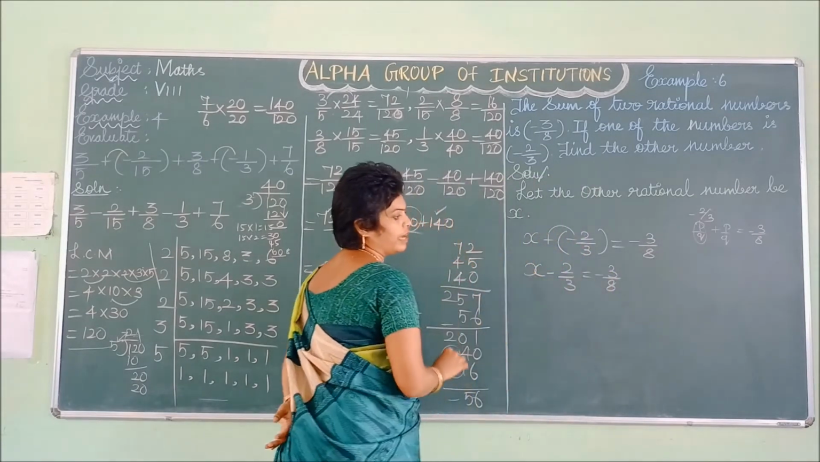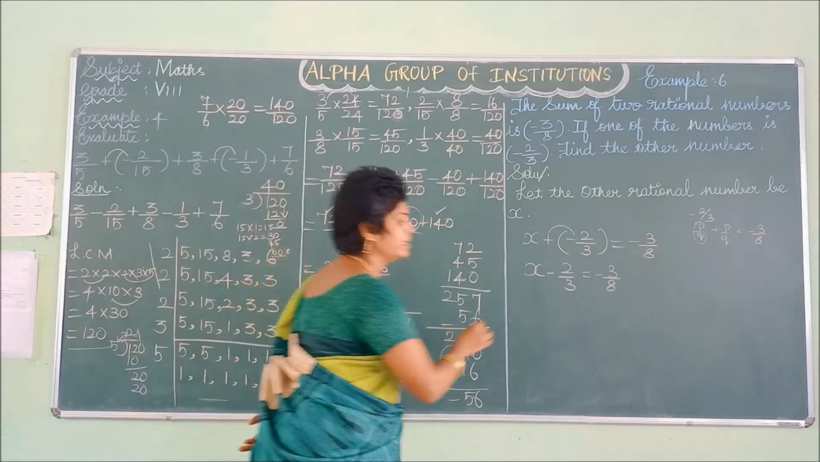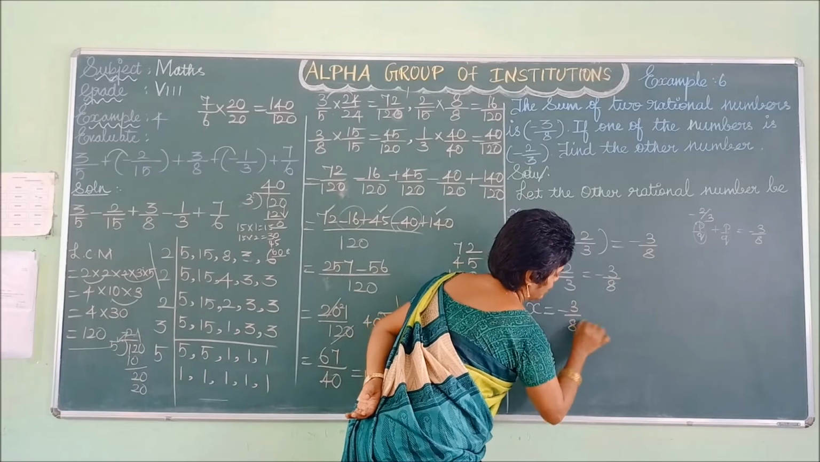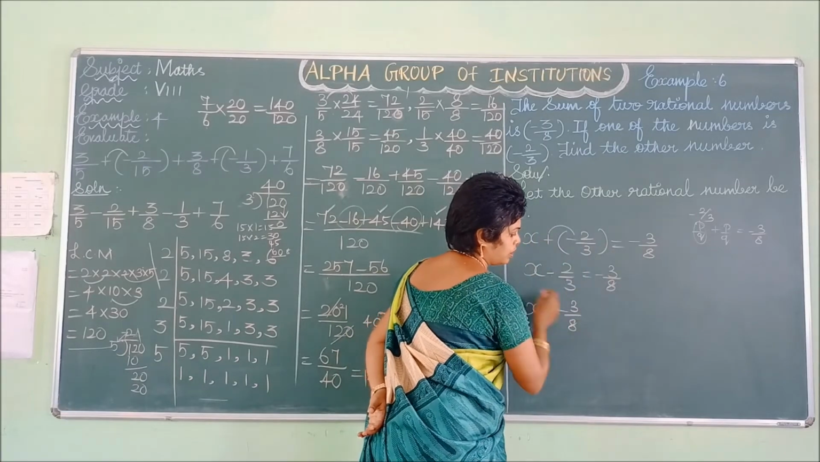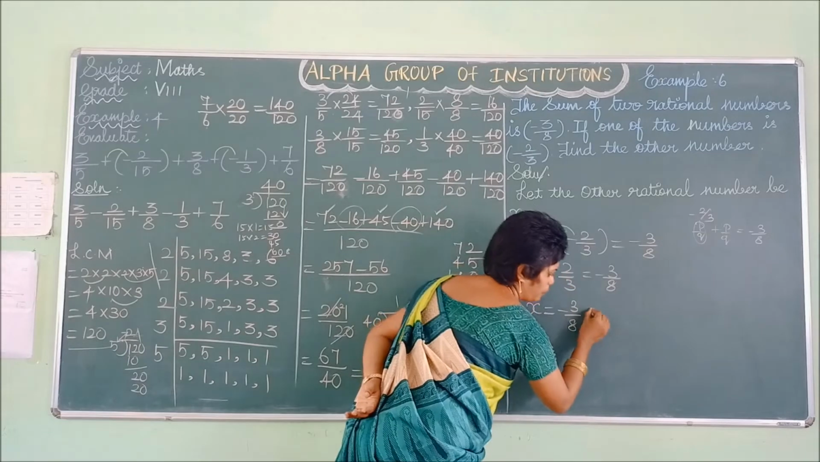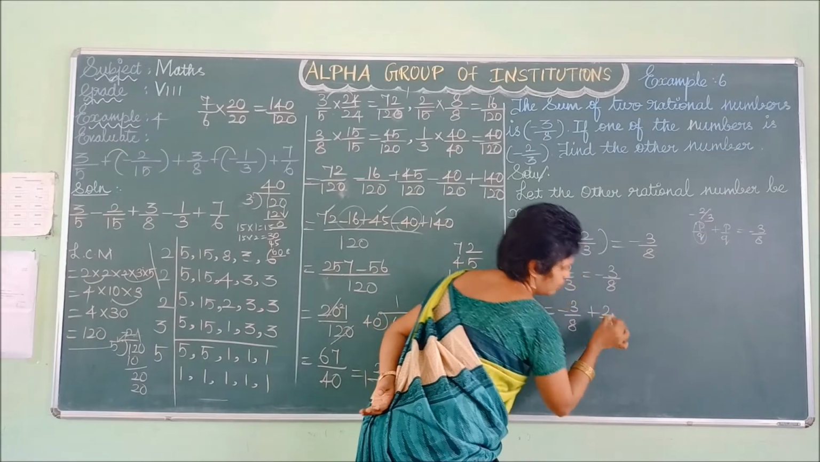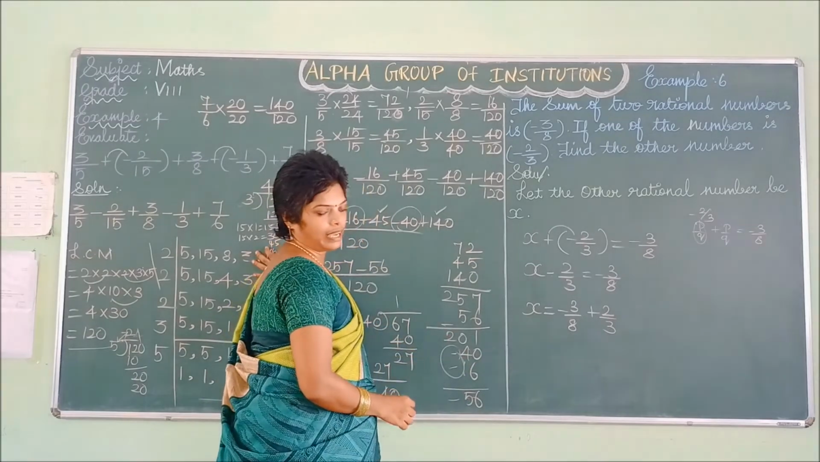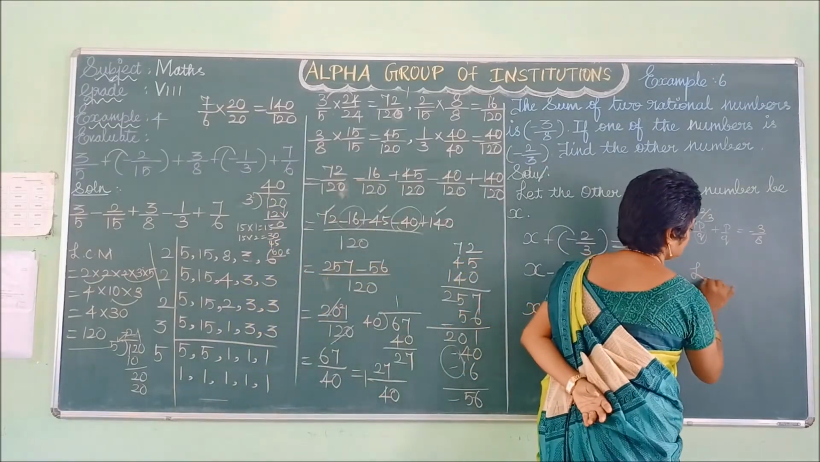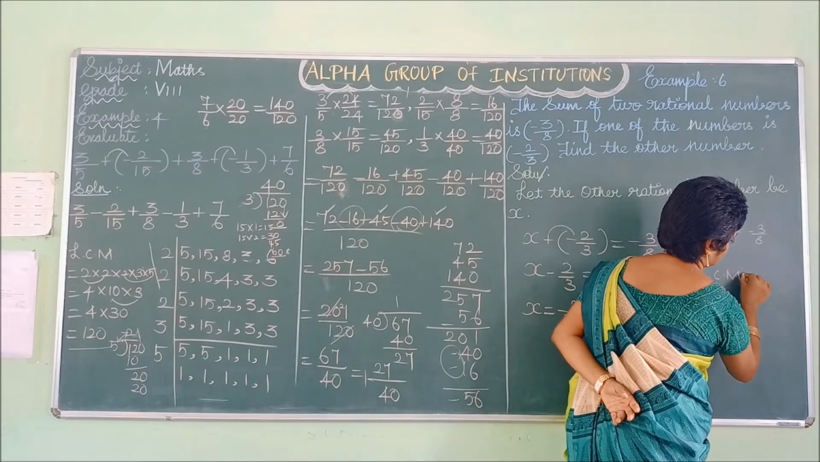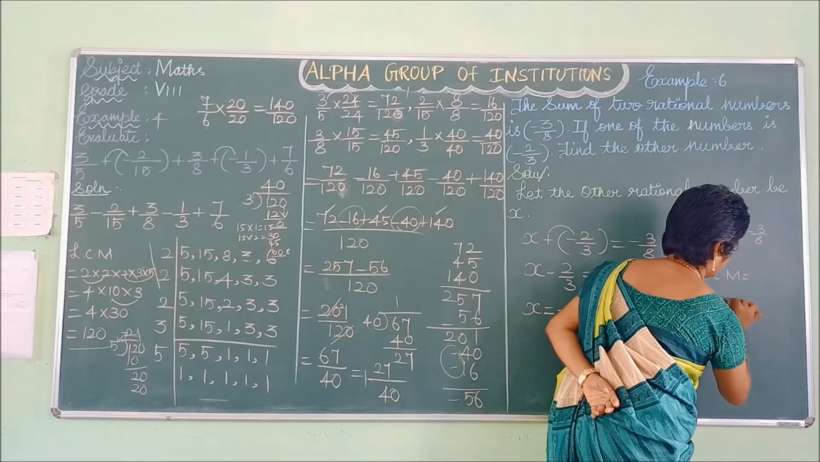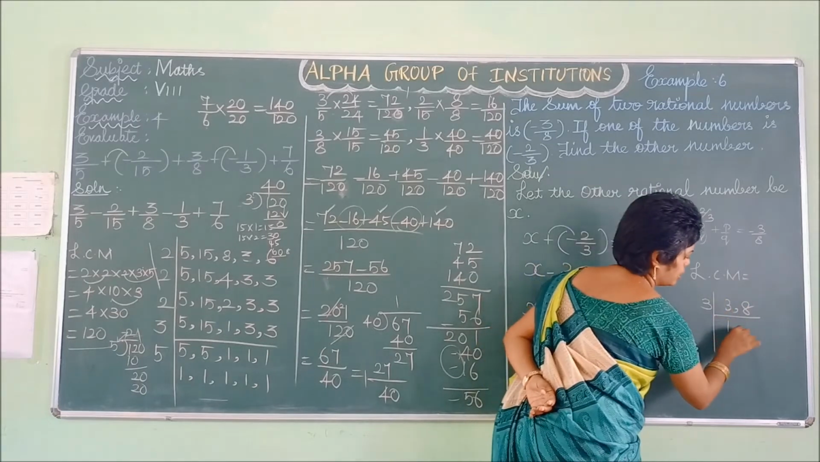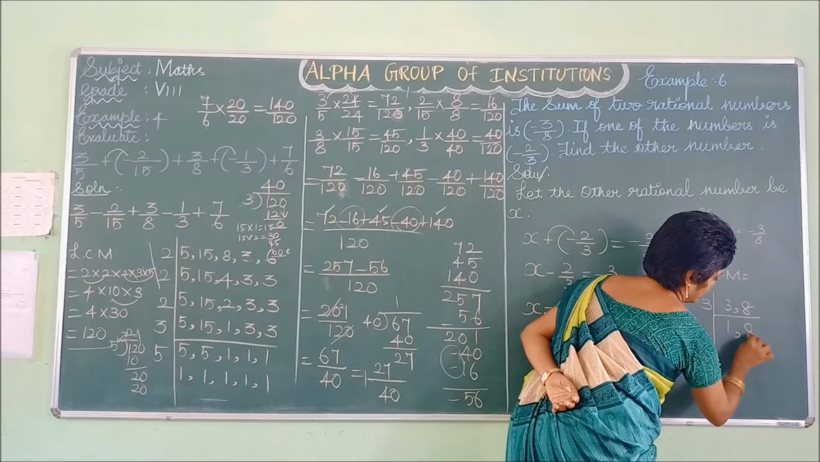So we need only the value of x. So you can keep the x as it is. x is equal to minus 3 by 8. This minus sign comes to the right hand side, it will change as positive, plus 2 by 3. Look, both the denominators are different. If the denominators are different, you have to take LCM. LCM of 3 and 8. 3 comes in the 3 table only. So 8 as it is.